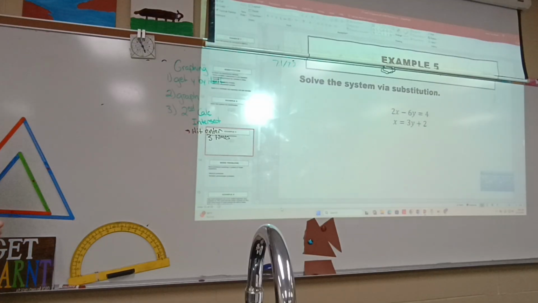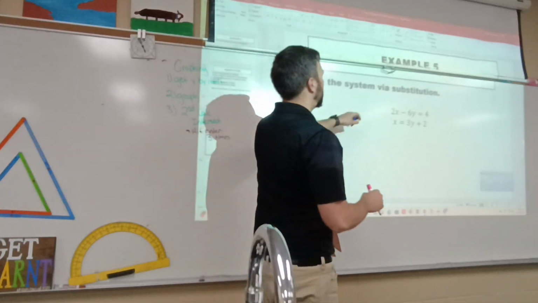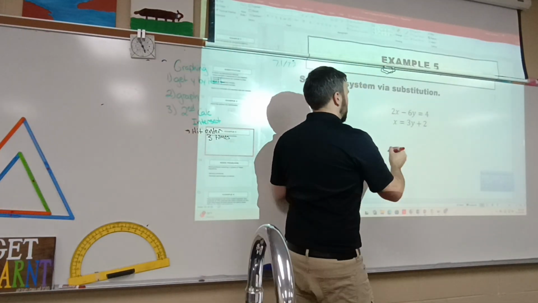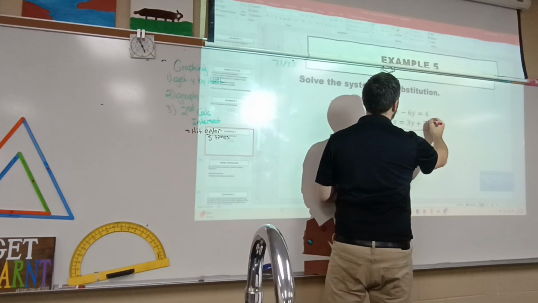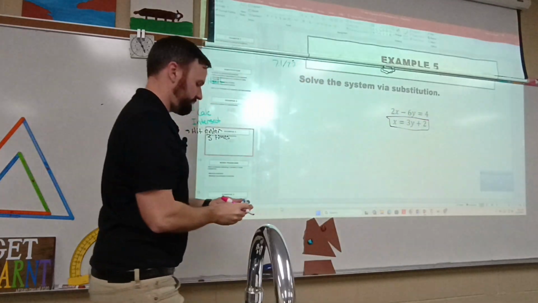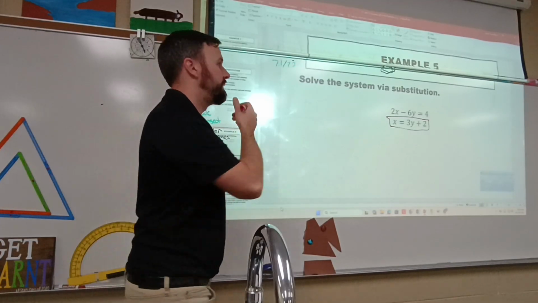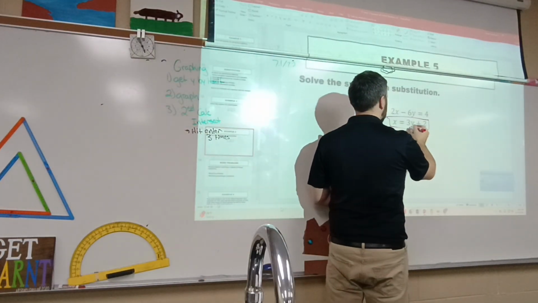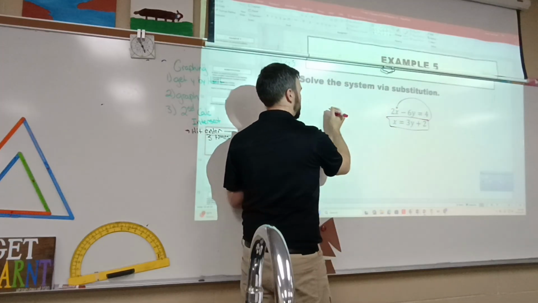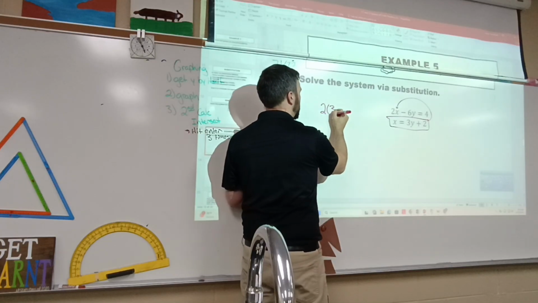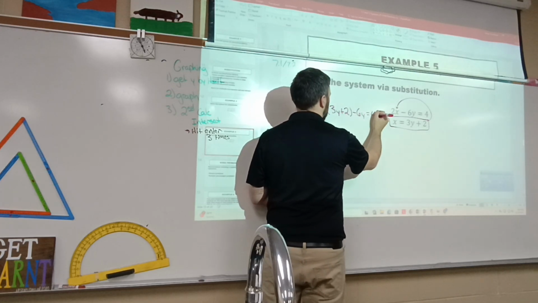All right, let's do a substitution. Hey guys, this is going to be a very unique one. This is an important one to go over. What's going to be my easiest way to solve this system? Substitution, right? I have a variable by itself already. So I'm going to take this and plug in for x, so I'm going to do 2 times 3y plus 2 minus 6y equals 4.